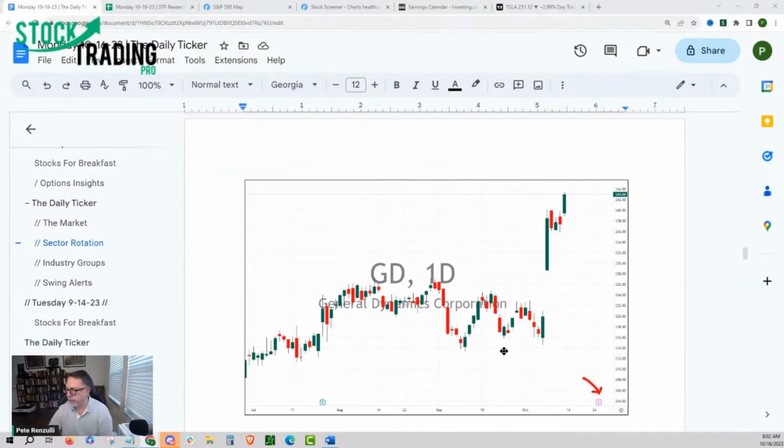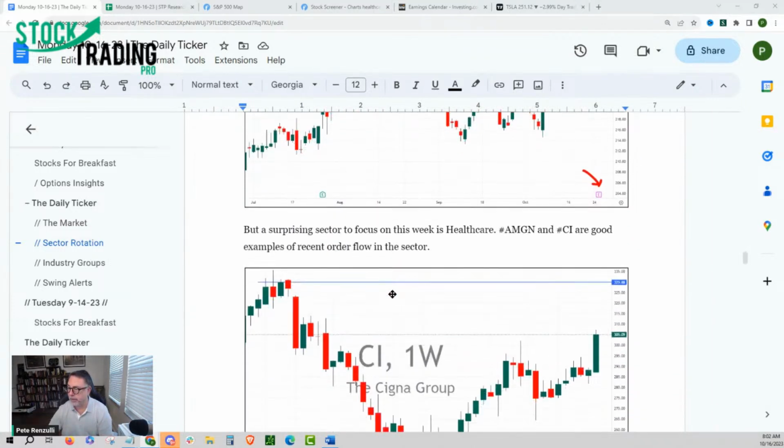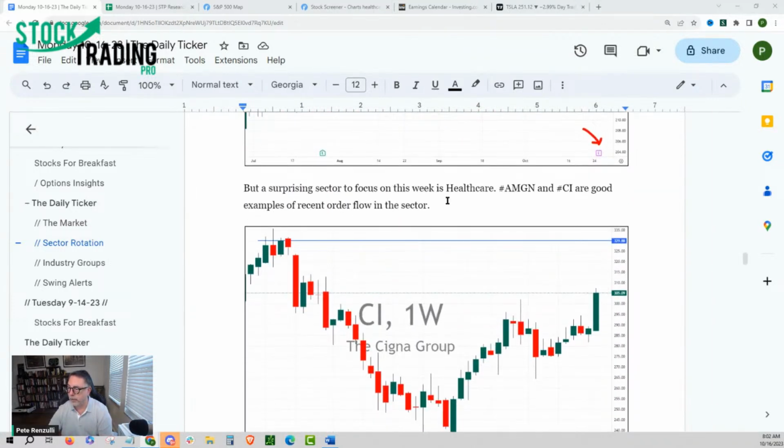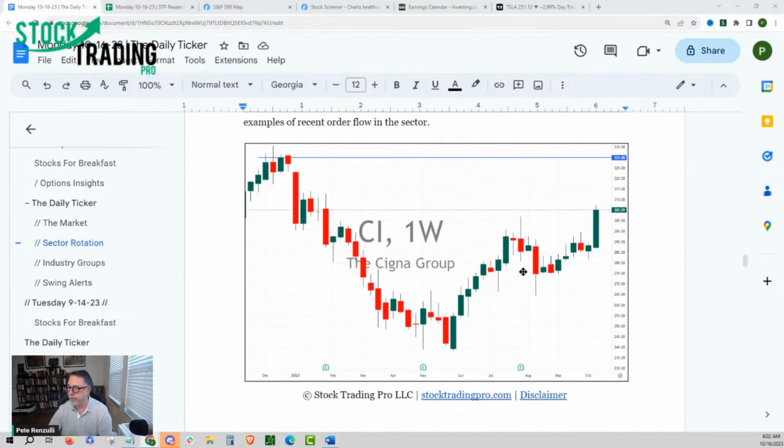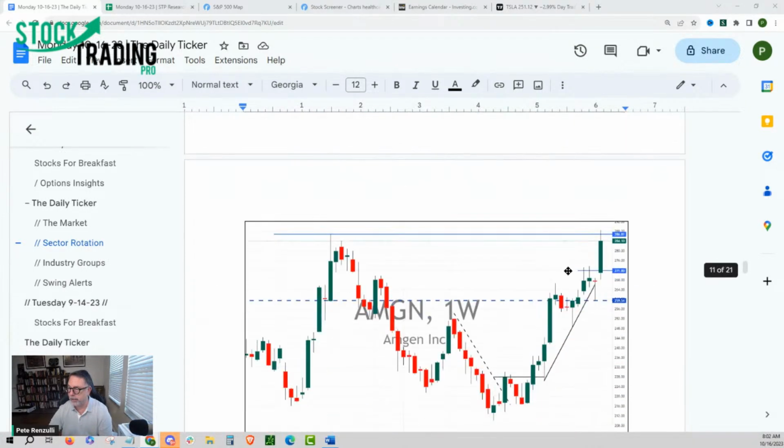Same thing here with General Dynamics. Earnings coming out, holding the bid. Now you can actually see, if you could visualize this gap and we held that price and we stayed above this resistance, man, that was an interesting play over the last 5 to 7 days. Surprising sector to focus on is healthcare. Amgen and Cigna, both examples of recent order flow in the sector. Look at last week. If you couldn't find something last week, this is where it's been hiding. It's been hiding in healthcare.